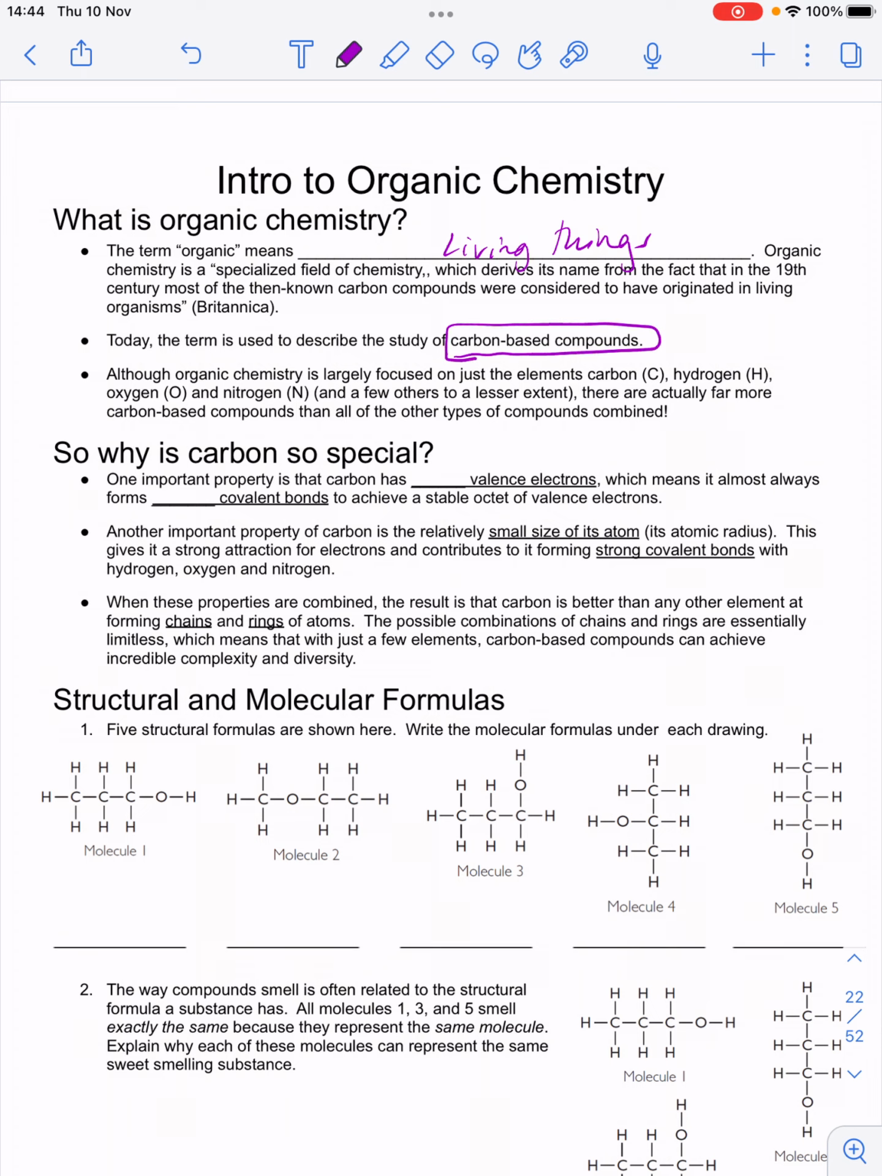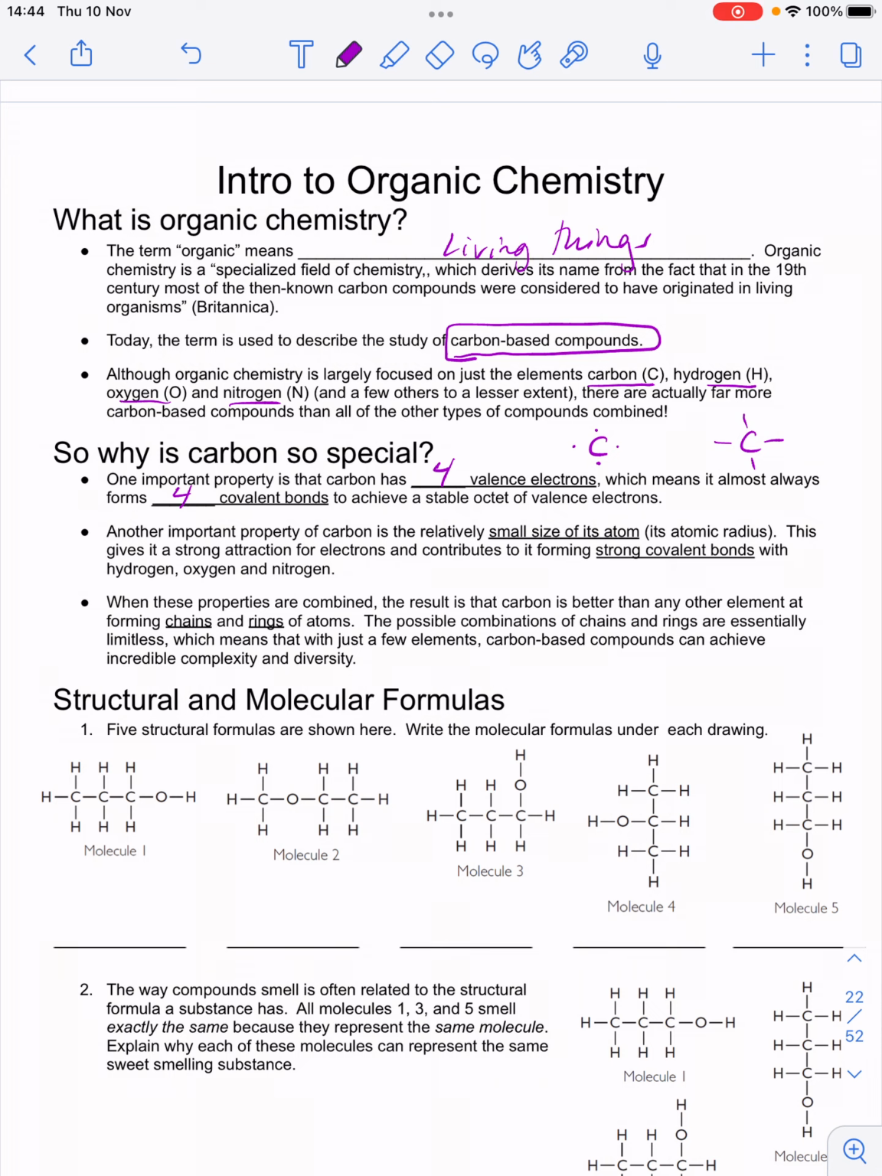And even though we really focus on just the elements carbon, hydrogen, oxygen, and nitrogen in organic chemistry, there are more compounds based around carbon than all the other elements combined. And that's because carbon has 4 valence electrons. Because it has 4 valence electrons, it tends to form 4 covalent bonds. So with our dot structures, you should be pretty familiar with drawing carbon with the 4 unpaired electrons. And that means we're going to end up drawing a lot of Lewis structures where carbon forms 4 covalent bonds, so it shares 4 pairs of electrons.